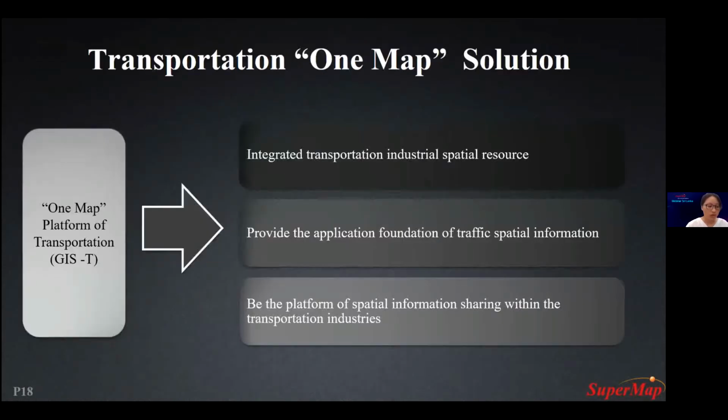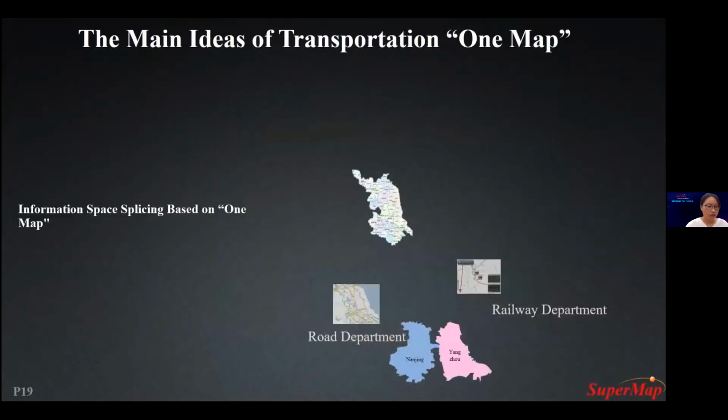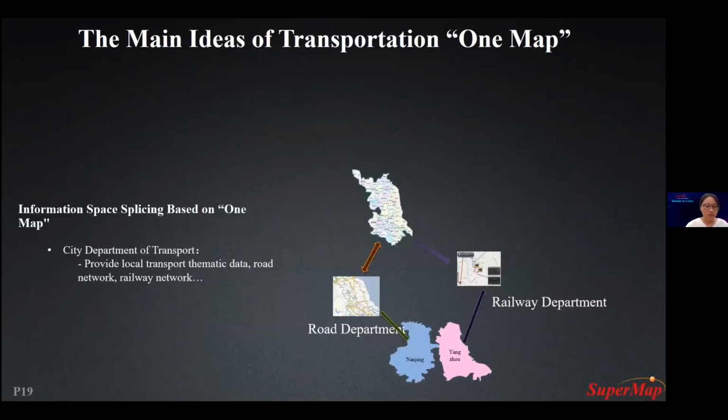So here we propose Transportation One Map, which can integrate transportation industrial spatial resources, provide an application foundation of traffic spatial information, and be a platform of spatial information sharing within the transportation industries. It shows how to realize information spatial splicing based on one map.